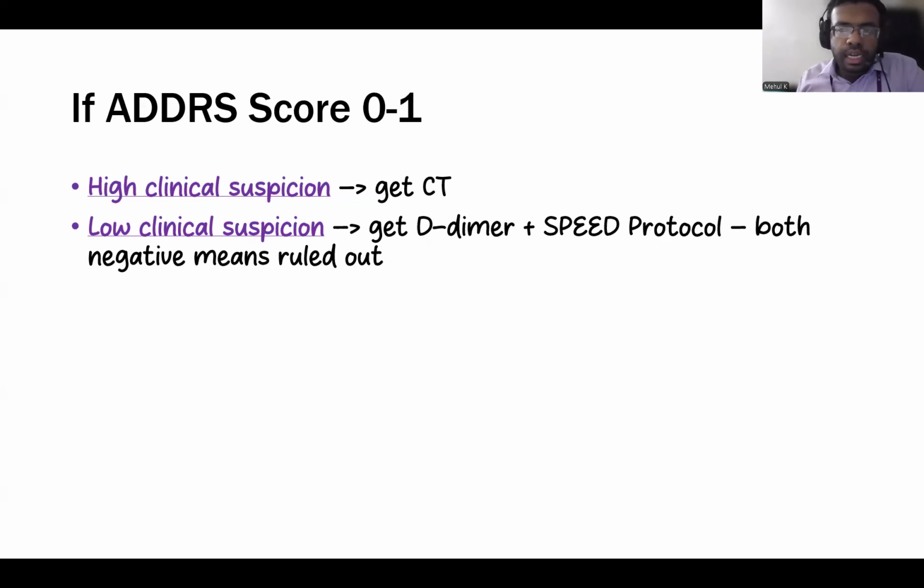If your clinical suspicion is low, if you think that maybe it could be dissection, but I don't really think so, then you can consider getting a D-dimer along with doing your ultrasound protocol. If both are negative, then you can rule the patient out without getting a CT scan.